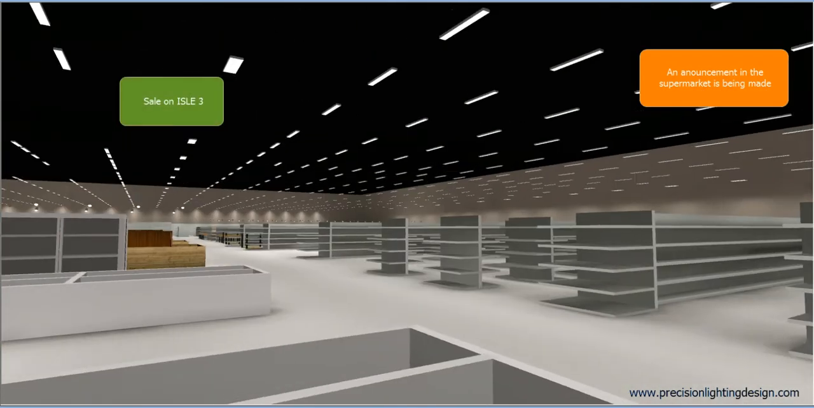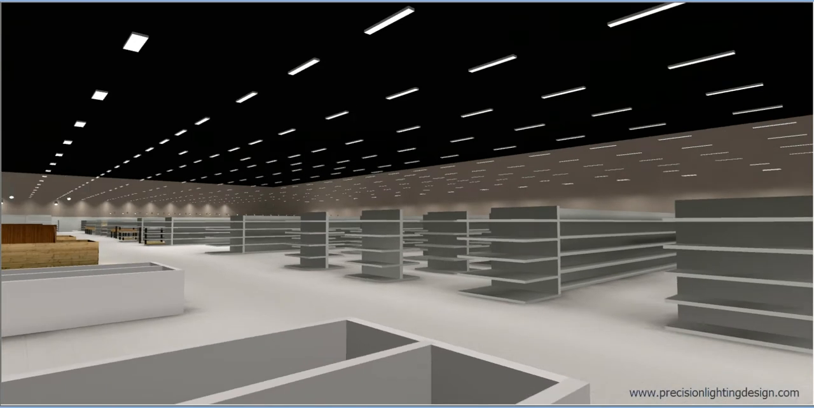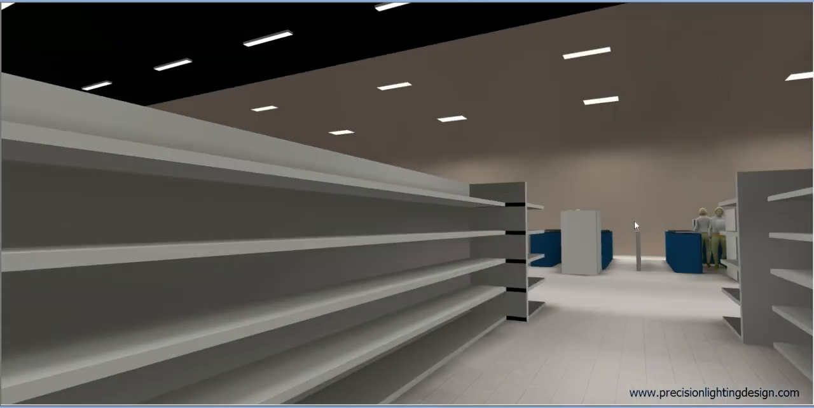Attention everyone! There is a sale on aisle 3. Please look for the products lit up with pink color.